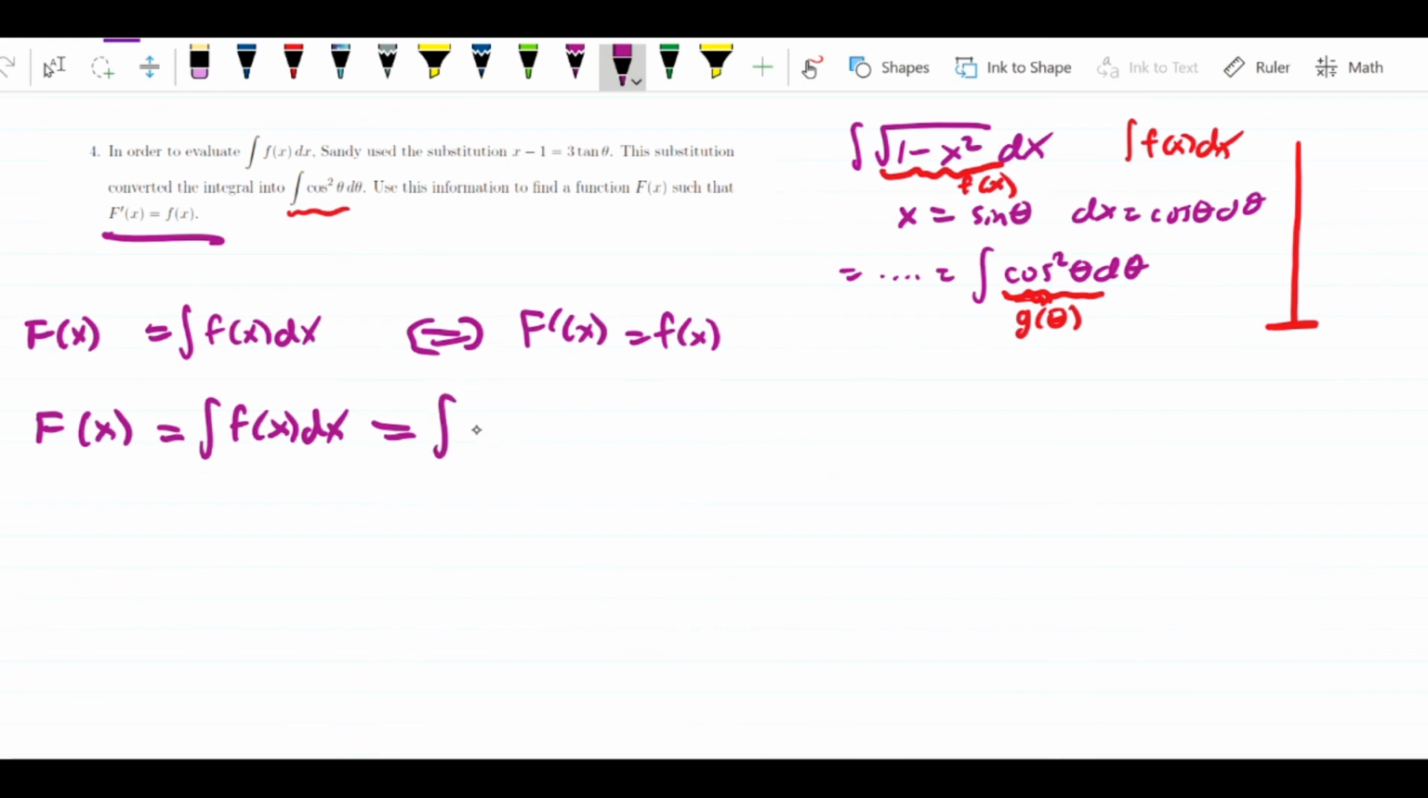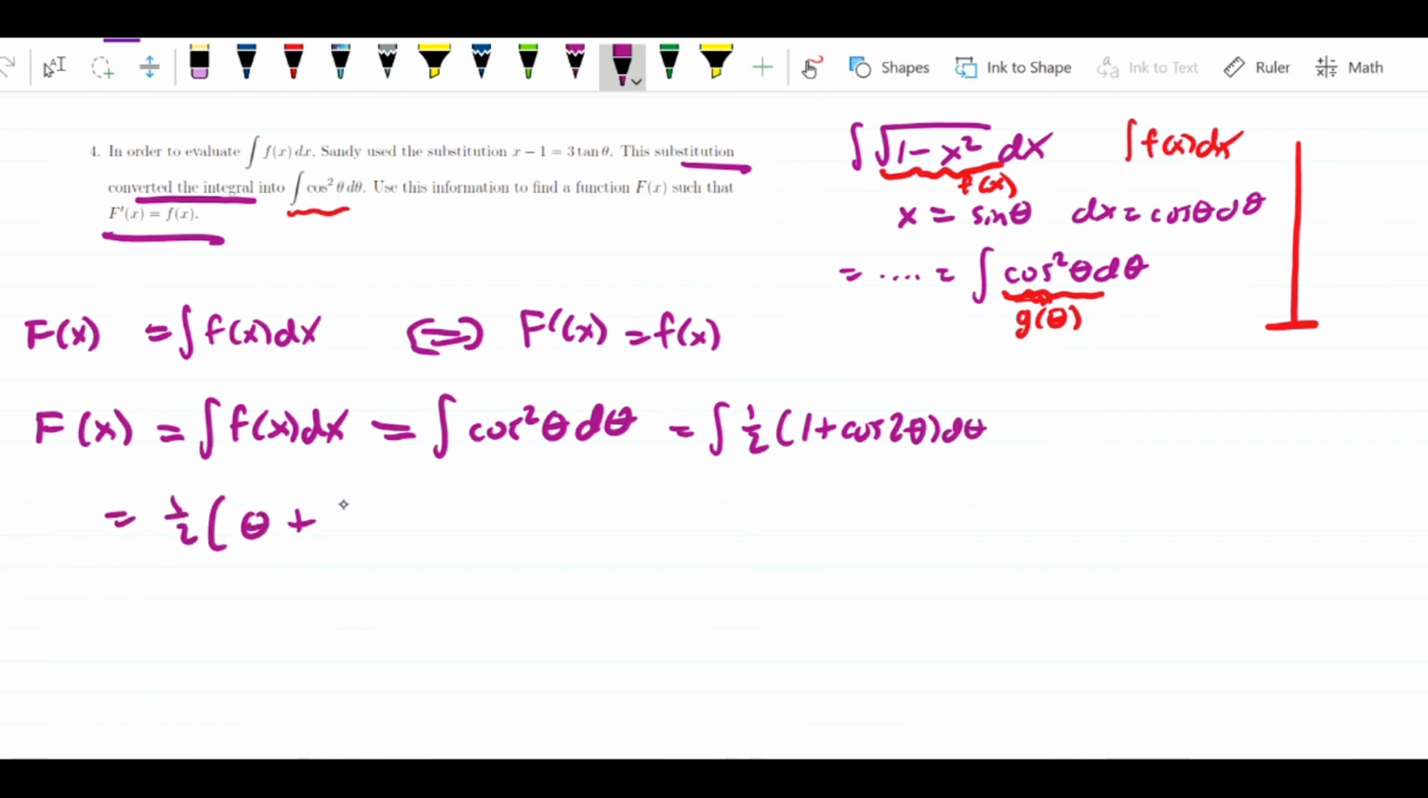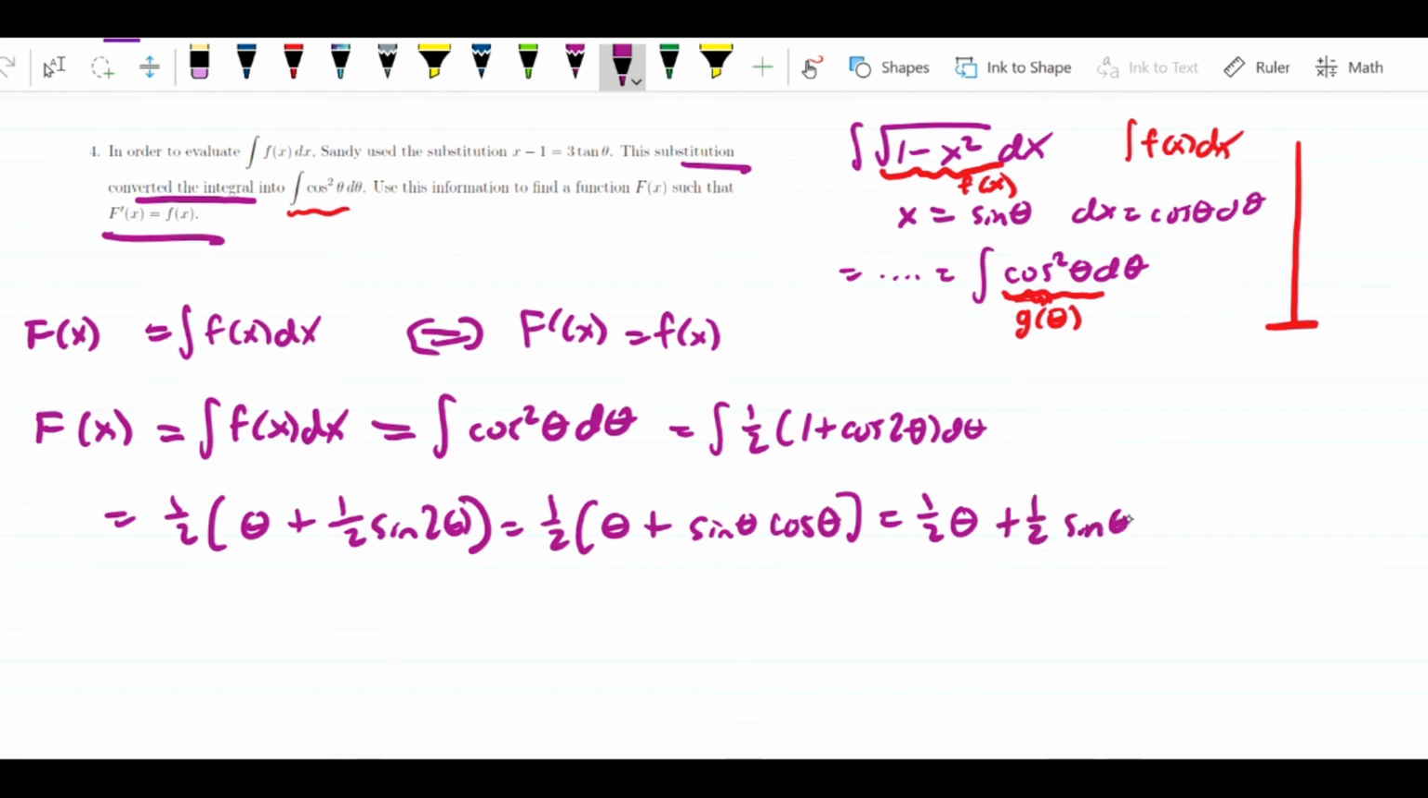Now, the next step is that this is equal to the integral of cosine squared theta d theta. How do you know that? That's part of the word problem. The substitution converted that integral into this one, so that means that they must be equal to each other. Now, we can find the antiderivative of cosine squared theta. That's just going to be the integral of 1/2 times 1 plus cosine of 2 theta d theta, which equals 1/2 theta plus 1/2 sine of 2 theta, which equals 1/2 theta plus sine theta cosine theta, because sine 2 theta equals 2 sine theta cosine theta. And so, to write it better, that equals 1/2 theta plus 1/2 sine theta cosine theta.